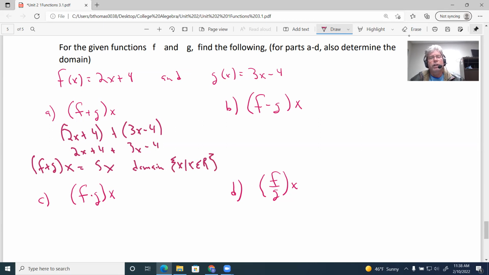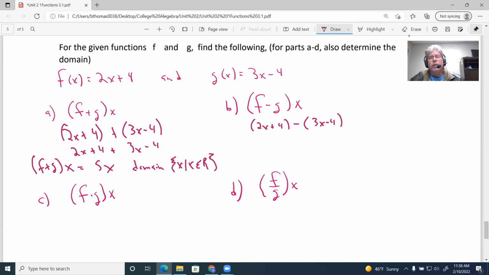So this is kind of like a little e for element of. So like I said, if I was using interval notation, I would just say negative infinity to positive infinity. There aren't any domain restrictions. So now if I do f minus g of x, f is going to be this 2x plus 4. And we're going to be subtracting the second function, which is this 3x minus 4.